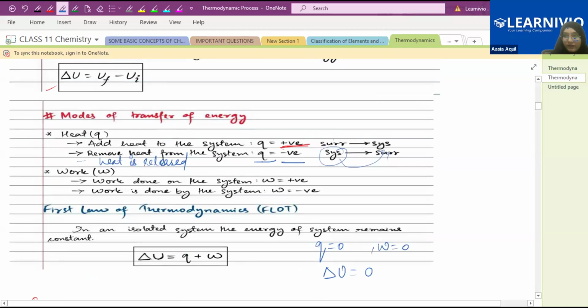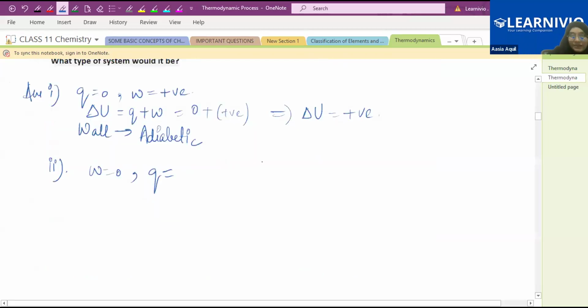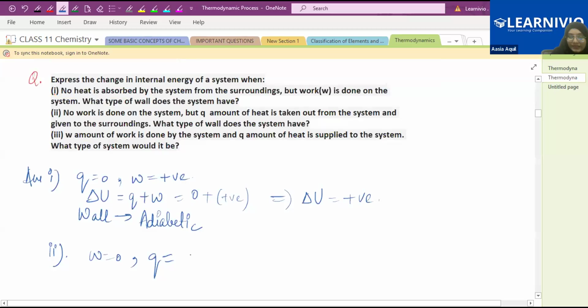Yes, the heat is being transferred from the system to the surrounding. Heat is being removed, released to the surrounding. So in this case the Q value is negative, not positive. If the Q value is negative, what is the value of delta U, the change in internal energy? It's Q plus W. W is 0, but the Q value is negative. So the value of delta U will be negative.